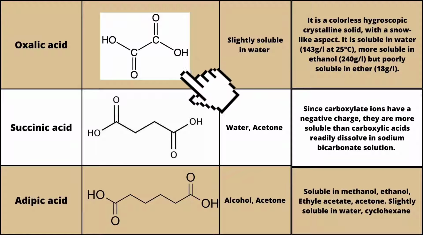Oxalic acid, structural formula. Solubility in water: slightly soluble in water. Solubility in 10% NaHCO3: it is a colorless hygroscopic crystalline solid with a snow-like aspect. It is soluble in water, 143 grams per liter at 25 degrees Celsius. More soluble in ethanol, 240 grams per liter, but poorly soluble in ether, 18 grams per liter.